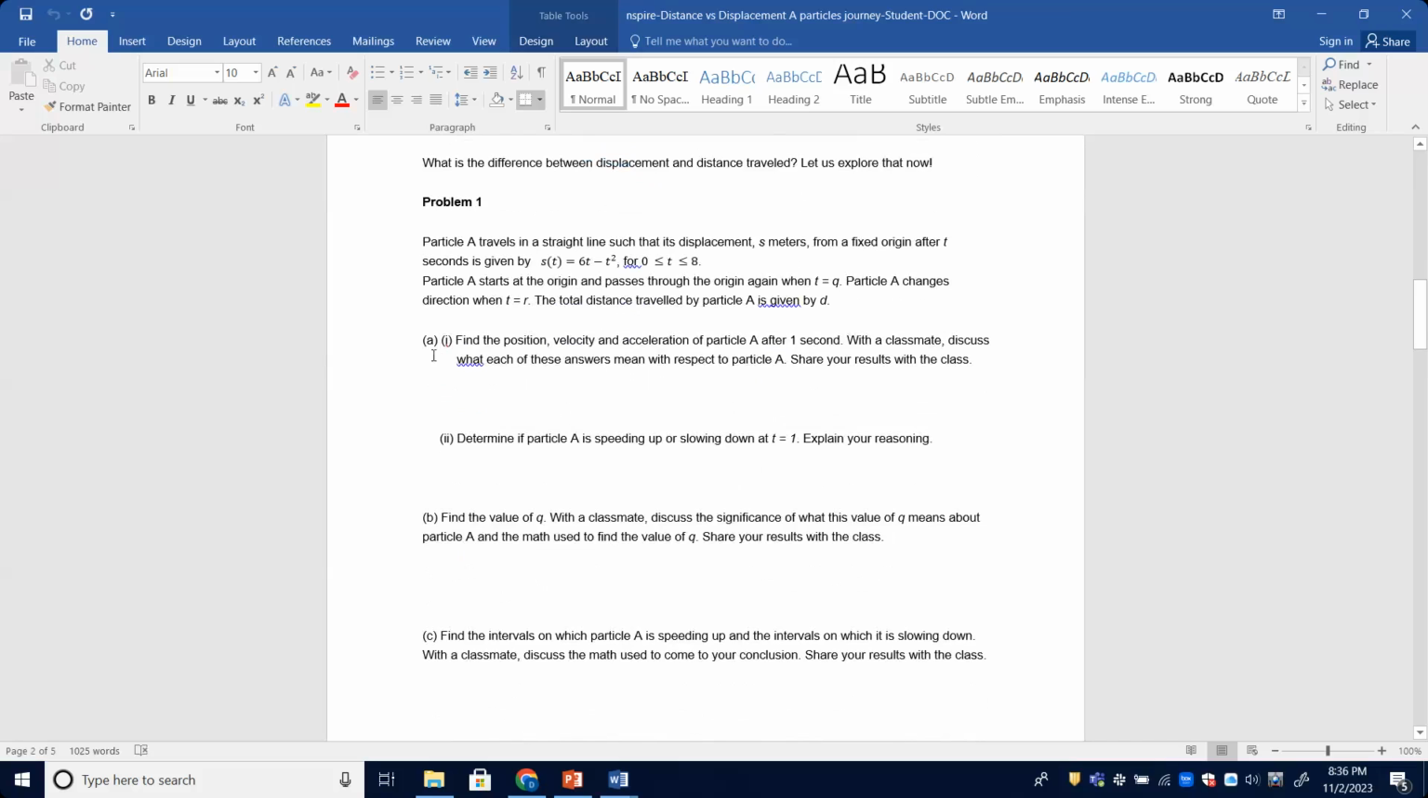Because if you look at question A2, it says determine if particle A is speeding up or slowing down at t equals 1. But then they have to explain themselves. How do they know if it's speeding up or slowing down? Does that mean they have to find both the velocity and acceleration and see if the signs are the same or different? So this is the stuff they get to discuss, and it's little things like that that get them talking, to better themselves through the process. So it's not all about just finding the numbers and finding that numeric answer, they have to explain themselves.